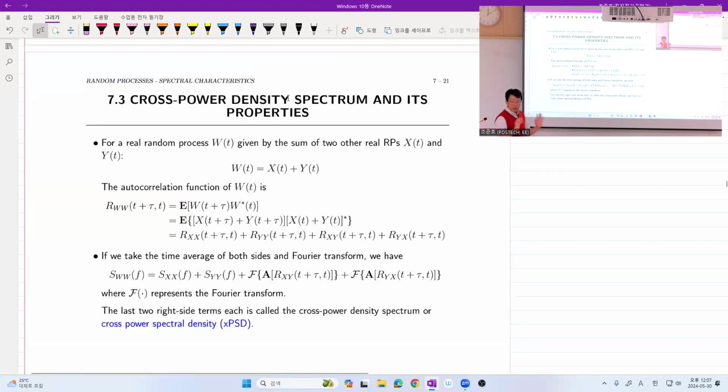Now we can do the same thing for the cross power. Then let's define what the cross power is. So consider a random process that is the summation of two random processes. So see this, W is equal to X plus Y. Now let me ask you a question. What is the power of W? Is it the sum of the power of X and the power of Y?